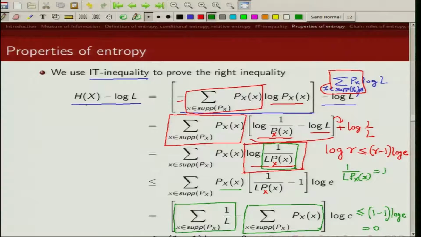You can go back and look at our example of tossing a coin. When it is an unbiased coin, the probability of occurrence of head and tail is the same, half. In that case, we have the maximum uncertainty, we have the maximum information.